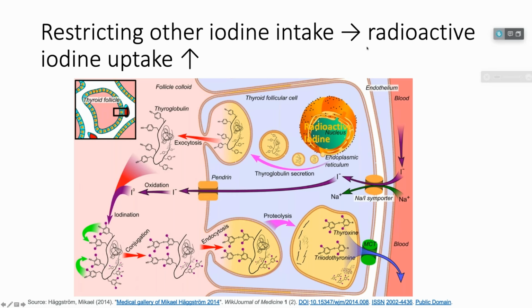We have a question about the difference between T3 and T4 and the role of T3 being more active while T4 is, yeah. So I don't want to go too much into this.